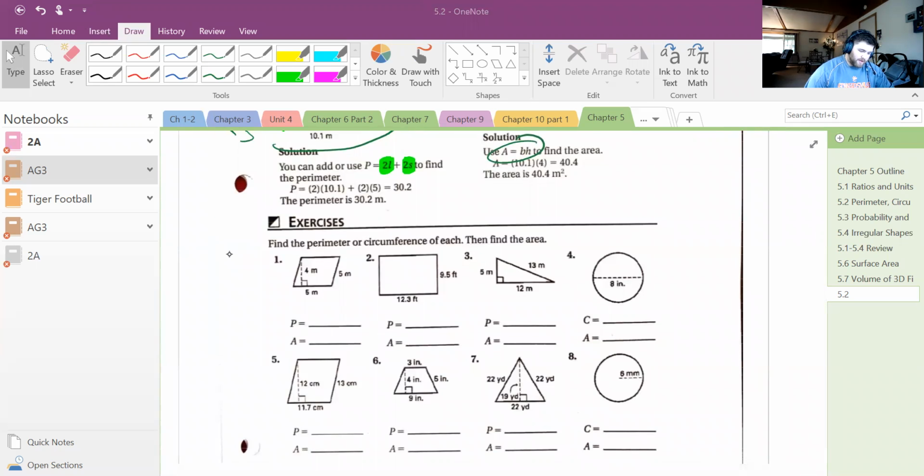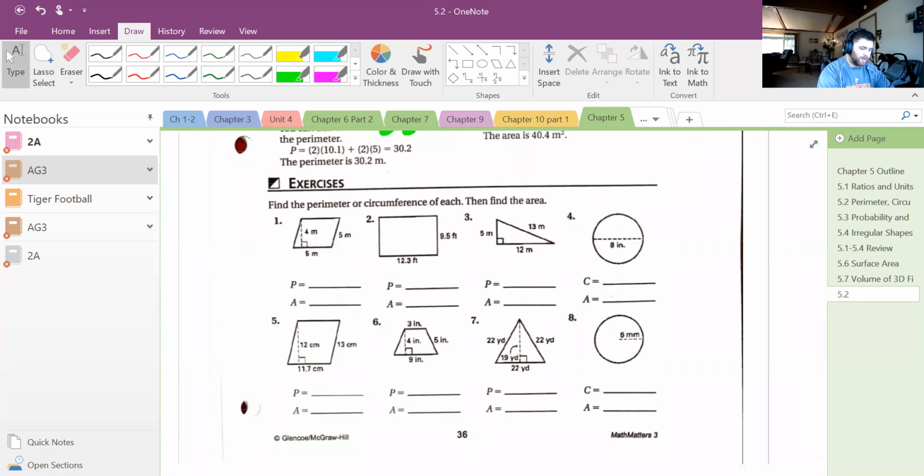Okay, let's knock out. So we got to find area and perimeter or circumference. We can do that. Let's do 4. Why not?